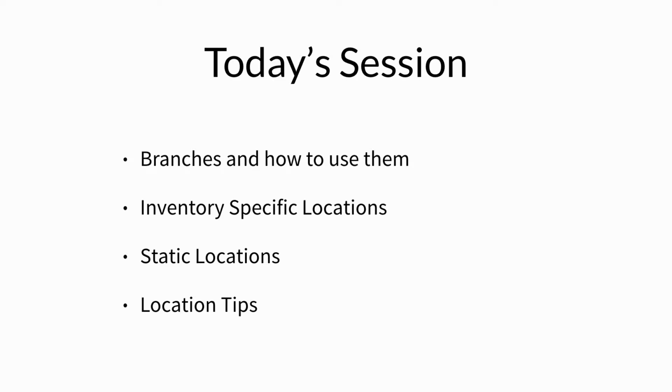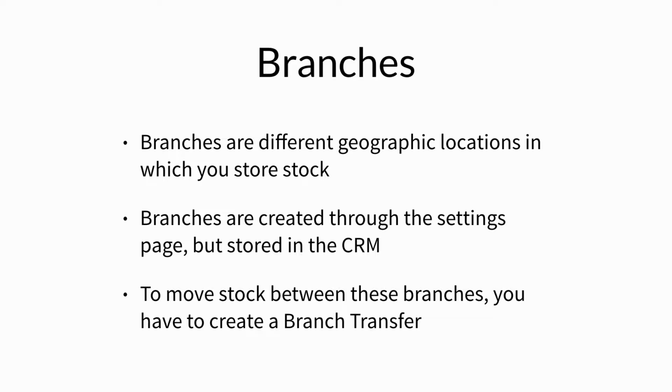Okay, what are we going to look at in today's session? Well, the first thing we're going to look at is branches and how to use those. Then we're going to take a look at inventory-specific locations and static locations. Those are two different methods of using locations within Cin7, and they maybe require a bit of breaking down into what the differences are between the two and how to use each. They both have fairly separate methods to use. So we'll go into each one and figure out how we can use those best for locating stock within branches. And then finally, I'm just going to end with some tips that I've found through working with customers about how best to use locations.